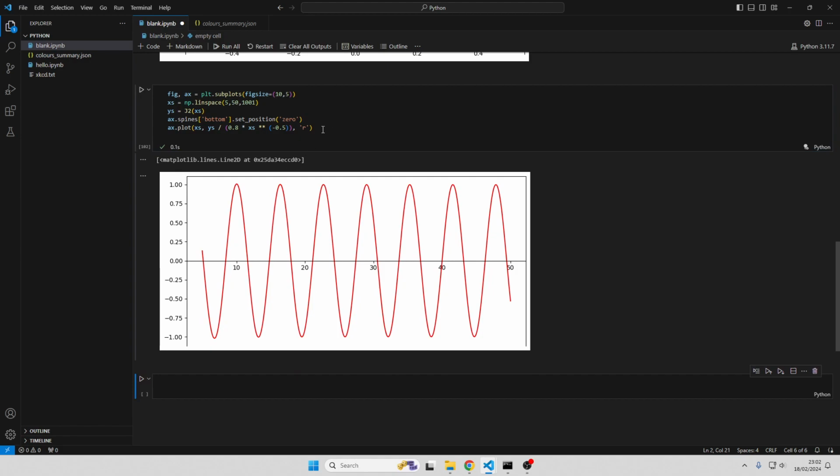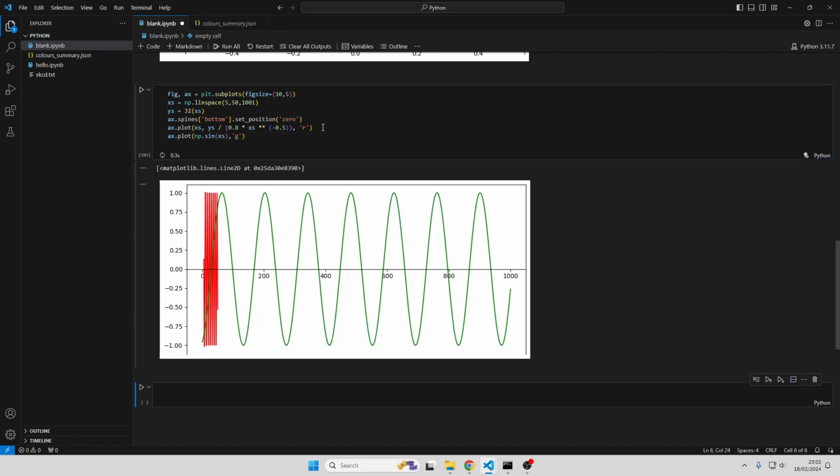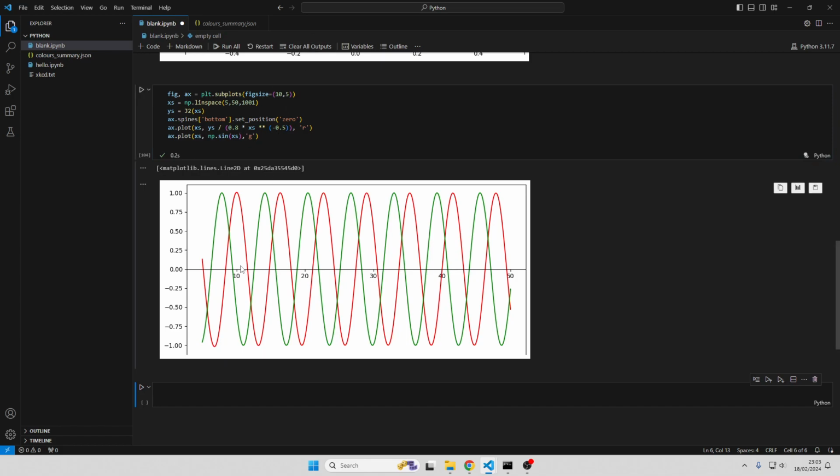Okay, so let's do that. Now we've plotted the sine function in green, and you can see that it matches up quite nicely, but it seems to be shifted by a bit.